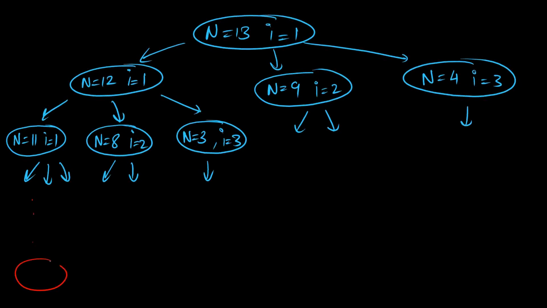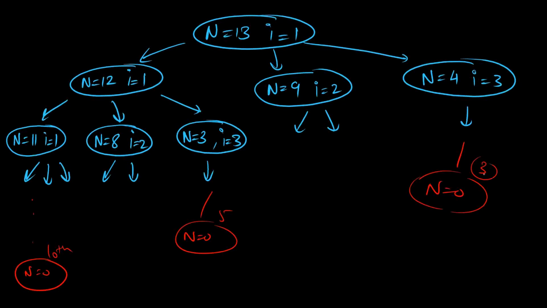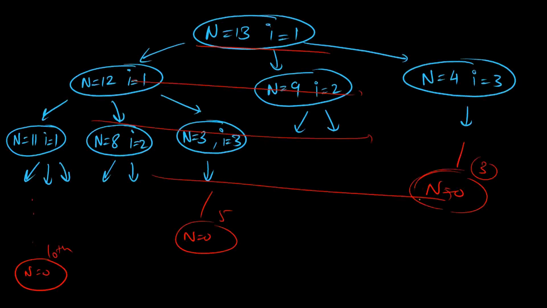Suppose we got n equal to 0 at some 10th level, and here suppose we got n equal to 0 at 5th level, and here also we got n equal to 0 at suppose 3rd level. So if we traverse level by level, then we will reach this level first, and we can easily say we will take 1, 2 and 3 perfect numbers to reach n equal to 0. Hence this will be my answer. So we can use BFS also to solve this problem, and it will be much faster than DFS.